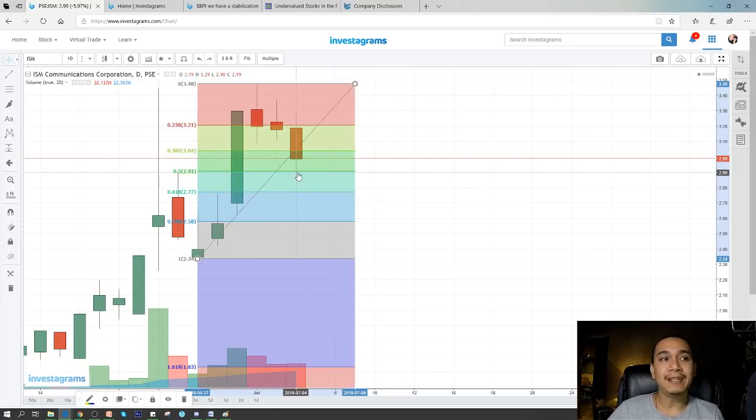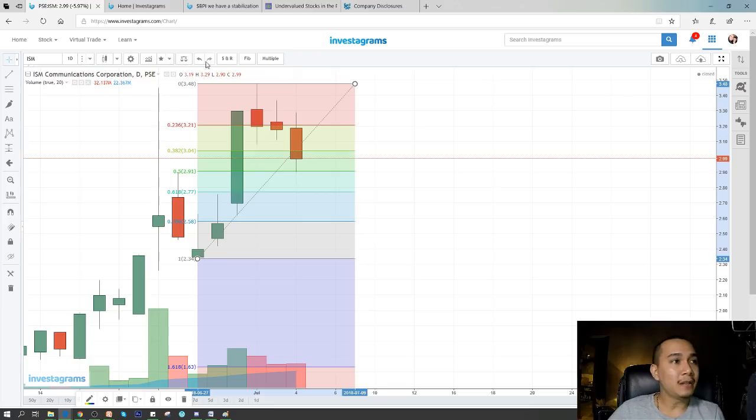So yesterday, yes, it did bounce at 50%, but we don't have a confirmation yet. So wait for that confirmation before you get in. You can be aggressive. If it starts at a higher level, then go ahead. And then just cut loss below this 50% right here. So this is for ISM's Fibo.